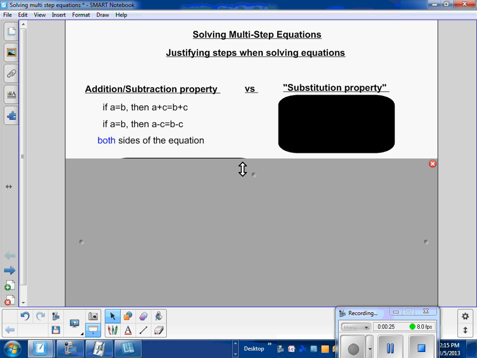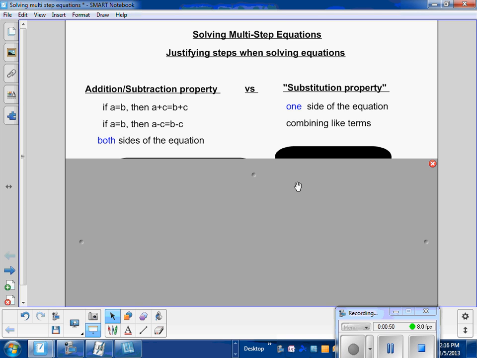If you recall, the addition property is if A equals B, then A plus C equals B plus C. And the subtraction property is if A equals B, then A minus C equals B minus C. In both instances, we are adding or subtracting to both sides of the equation. We use the substitution property when we're combining like terms. We're just manipulating numbers on one side of the equation.